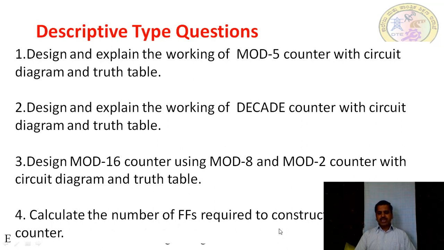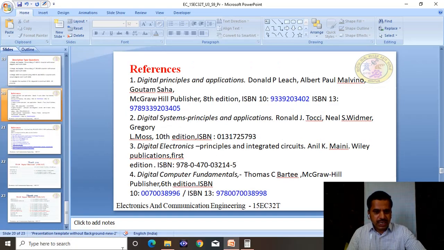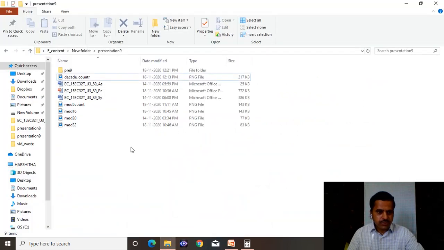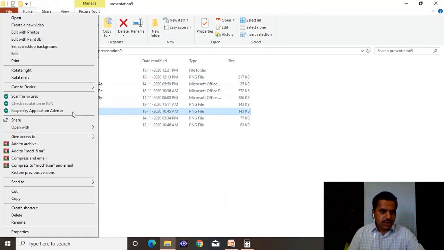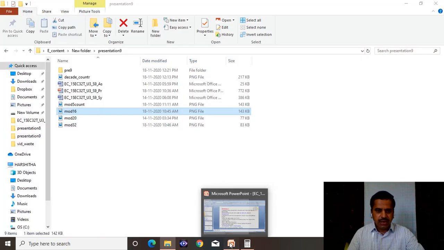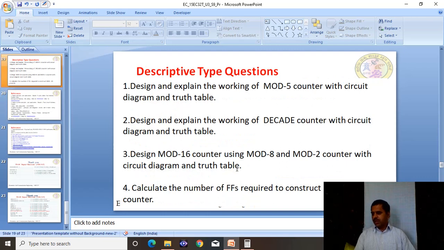Calculate the number of flip-flops required to construct a mod 29 counter. How many flip-flops are required to achieve the mod 29 counter? You have to use the formula 3.32 into log of mod 29. Log of 29 gives some value, which multiplied with 3.32 gives another value. If you get a fractional value, you have to round up to the next higher integer.